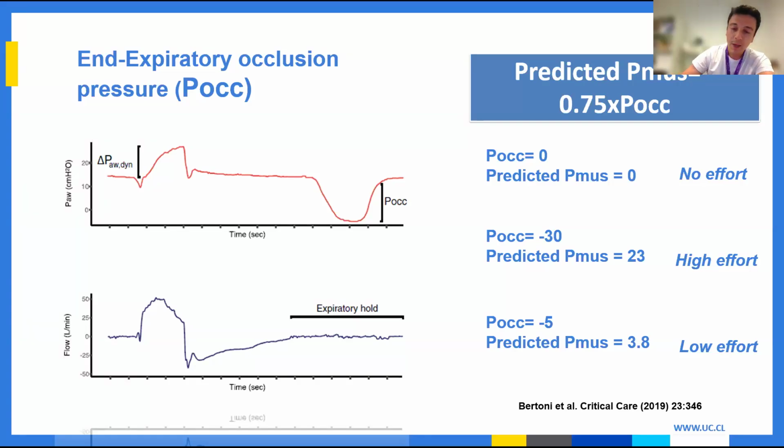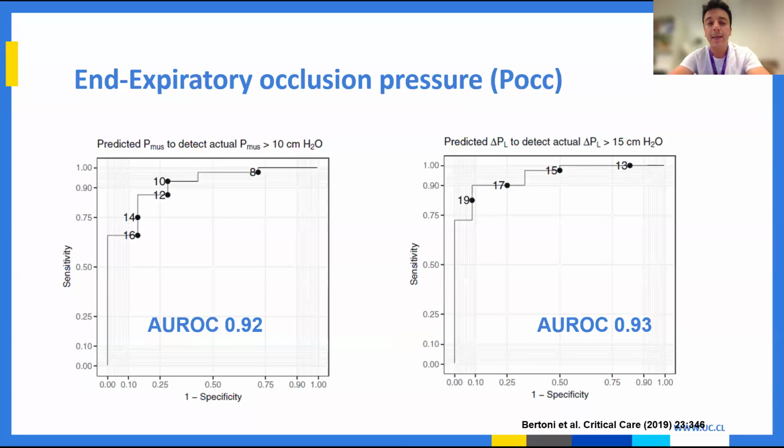So the good news is that this tool, which is the delta POC, has really good accuracy and prediction values, with the area under the curve, to predict excessive PMUS, more than 10 centimeters of water, and to predict excessive delta PL, in this case, greater than 15 centimeters of water.